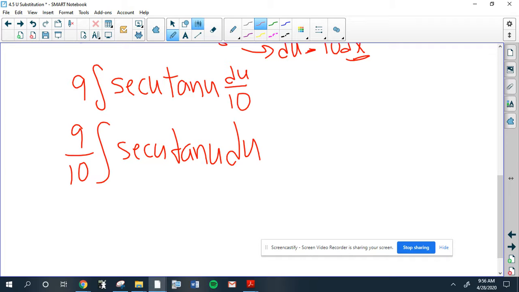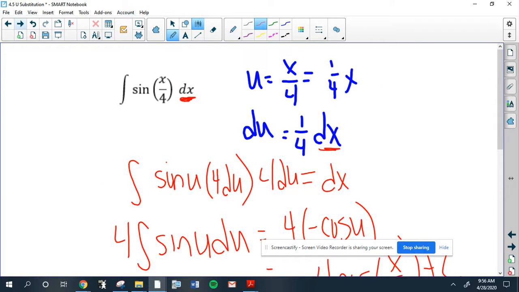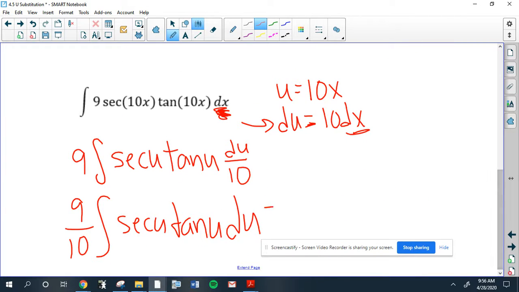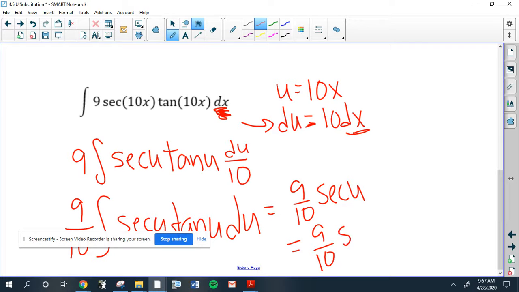And now, as we saw back here, the integral of secant u tangent u is secant u. So this would equal 9 over 10 times the secant of u. Resubstitute the u back in, as always. So the final answer is 9 over 10 secant of 10x plus c.